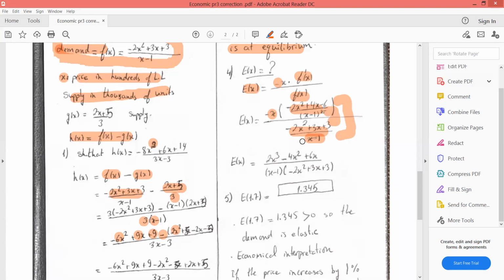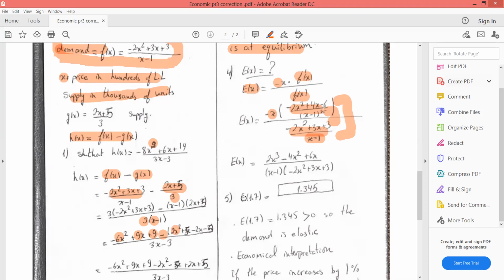This is the elasticity. Any questions about the elasticity? Minus x times minus 2x squared gives 2x cubed. Okay. Minus x times 4x.